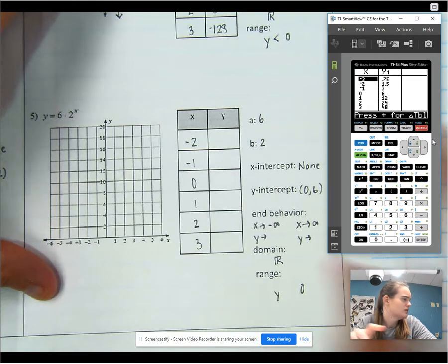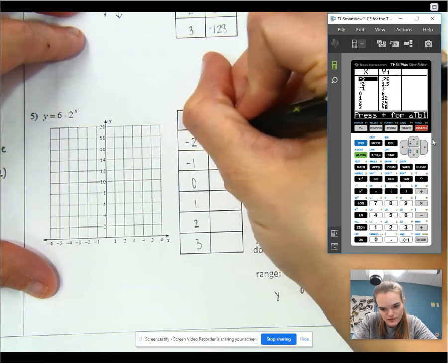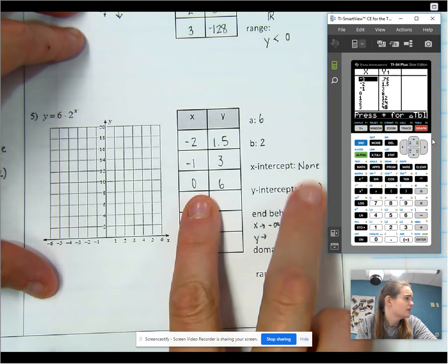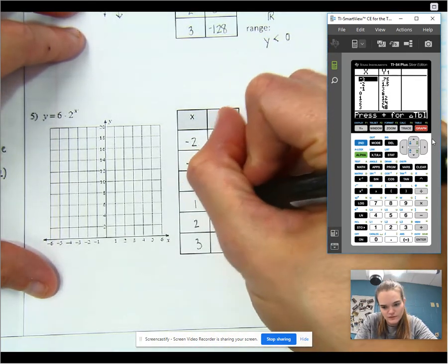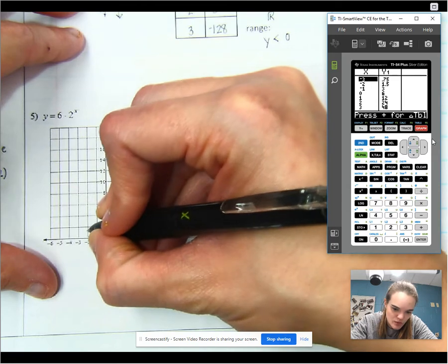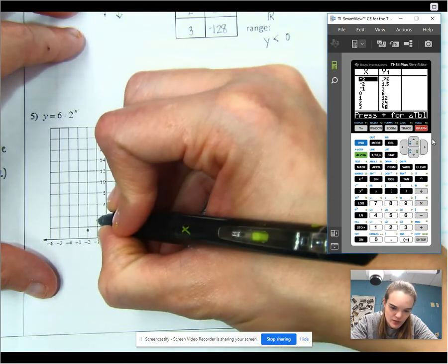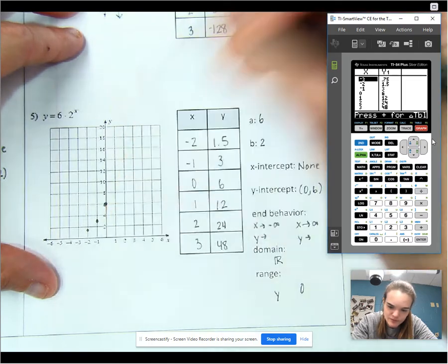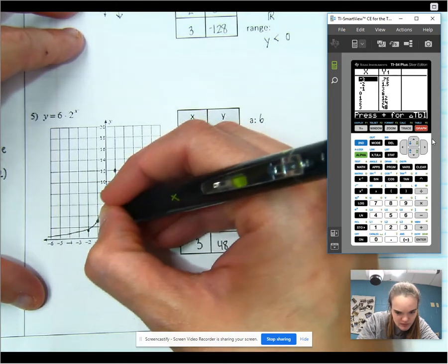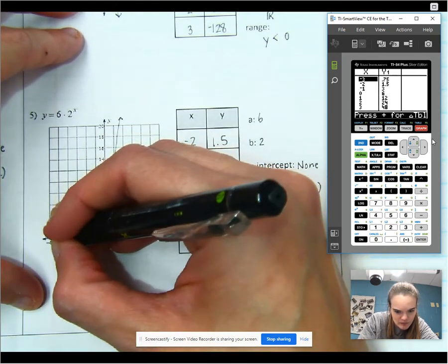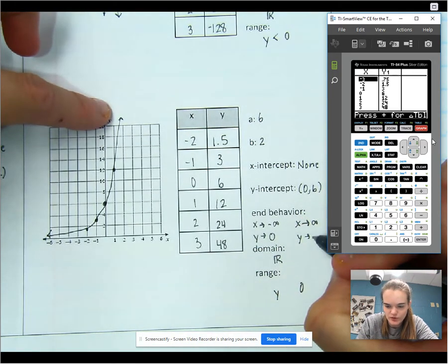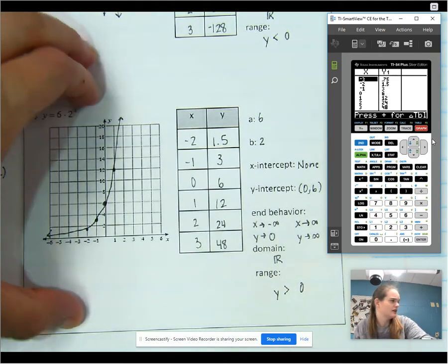Second graph. 1.5, 3, 6, matches, 12, 24, 48. Negative 2, 1.5, negative 1, 3, 0, 6, 1, 12, and we can't graph 24. This one's going towards 0, this one's going towards infinity, and it's the numbers greater than 0.